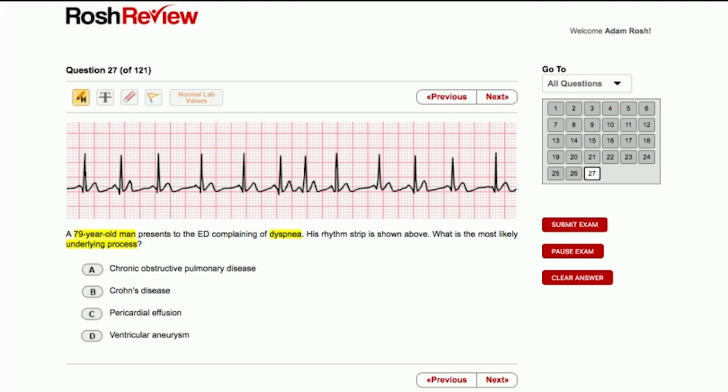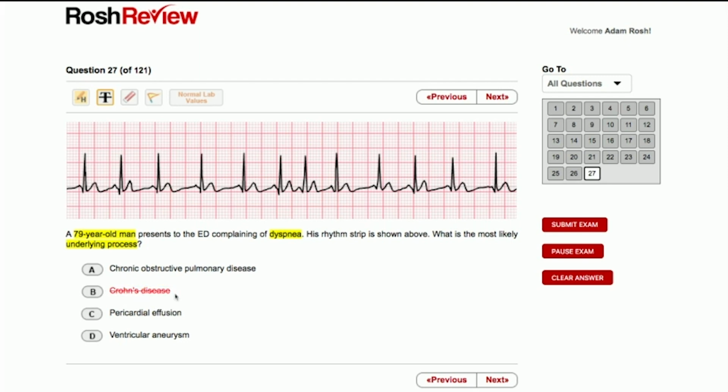So I'm going to start with answer choice B, which is Crohn's disease. With Crohn's, typically there's no classic ECG associated with it. Potentially if someone has chronic diarrhea, they may have hypokalemia, so you can see U waves or QTc changes. Definitely not what we see here. So I'm going to cross off Crohn's disease.